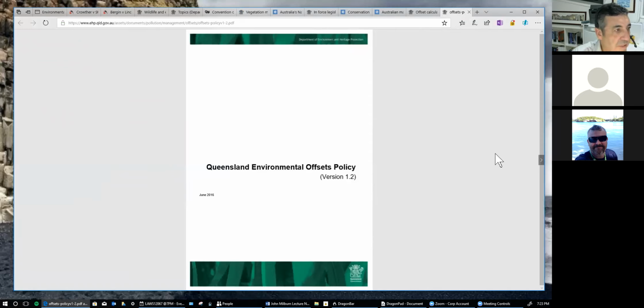This is version 1.2, which has been updated to reflect the protected areas categories under the Nature Conservation Act, which were reinstated under amendments to that NCA in 2016. All right, I mentioned that when you're looking at the Act, you should consider sections 3, 7, and 8.